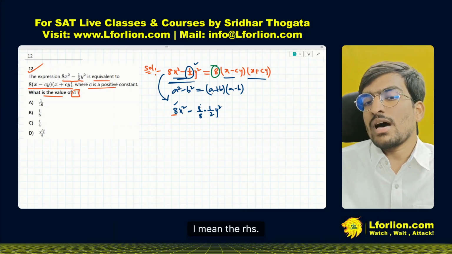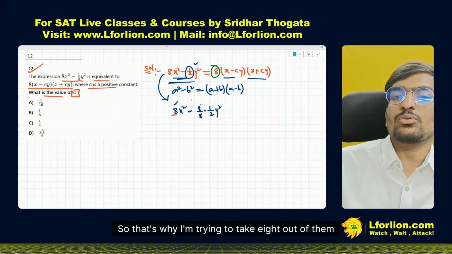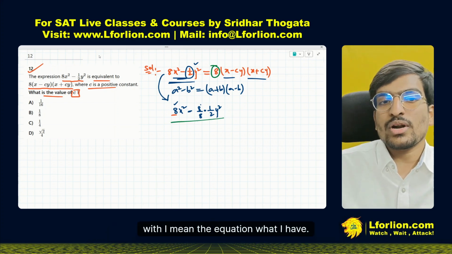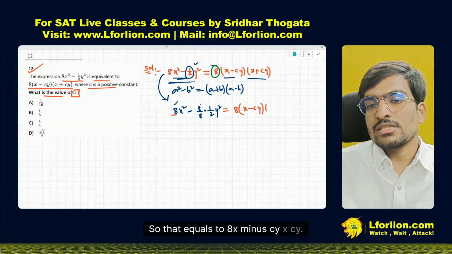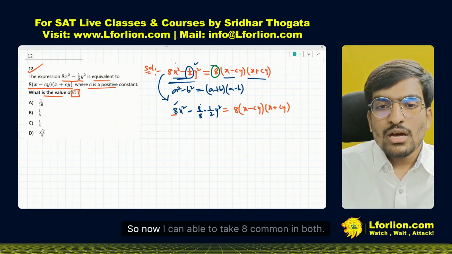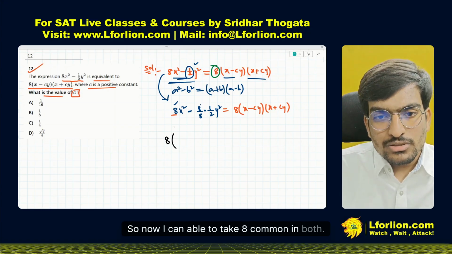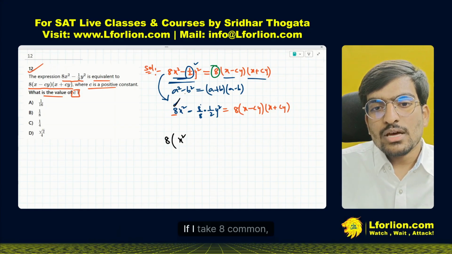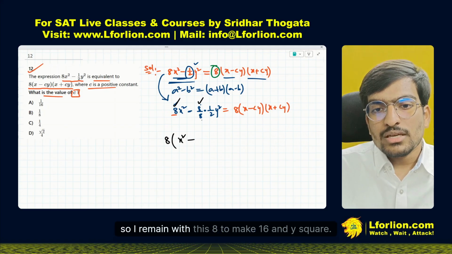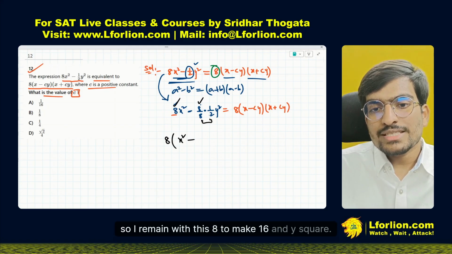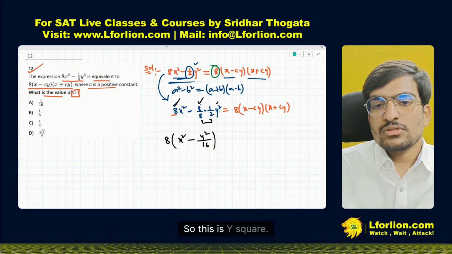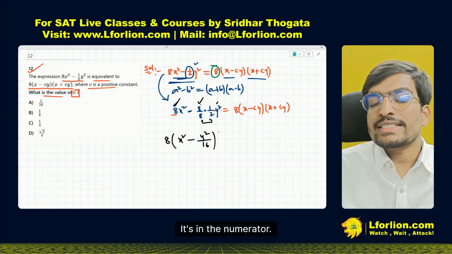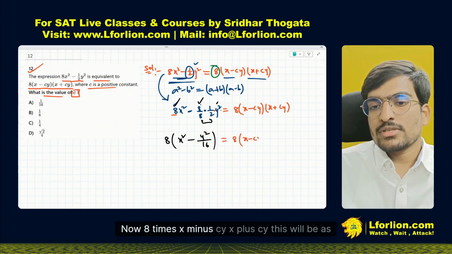I mean the RHS. So that's why I'm trying to take 8 out of them, I mean the equation I have. So that equals 8x minus cy, x plus cy. Now I can take 8 common in both. So x square, if I take 8 common, I remain with 8 to make 16 and y square. So it's going to be y square by 16. This y square is in the numerator. Now 8 times x minus cy, x plus cy will be as it is.